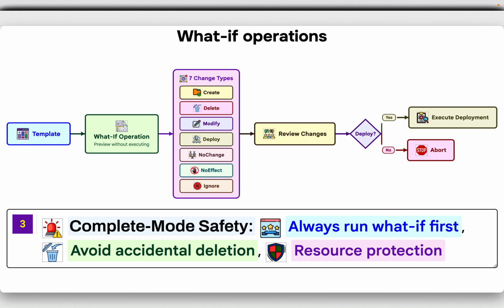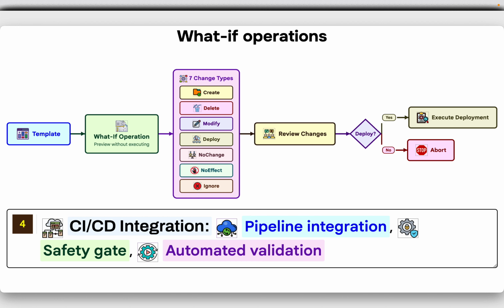Always run what-if before complete mode deployments. This helps you avoid accidental resource deletion and provides resource protection. What-if integrates into CI/CD pipelines as a safety gate. It provides automated validation before deployments proceed.